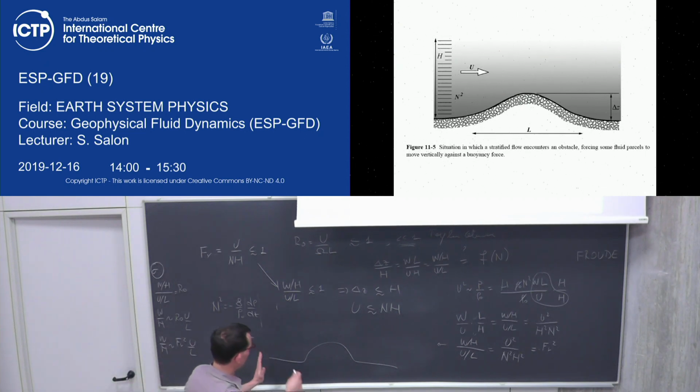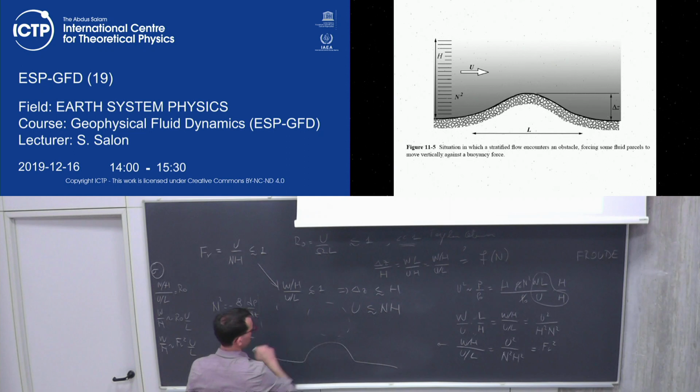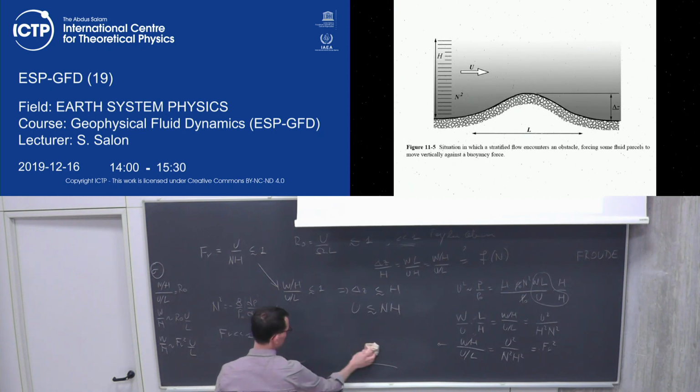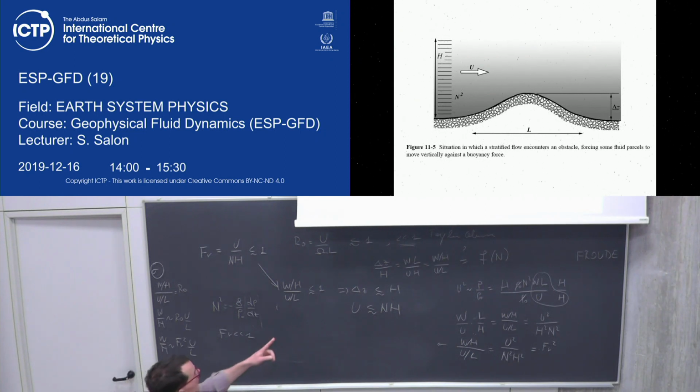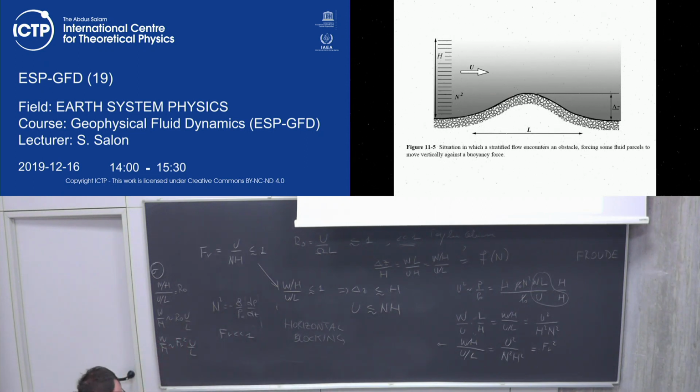A similar case is when, in some sense, this flow cannot go to the other direction, but only has to overcome the obstacle in this direction. If the obstacle seen from the top is something like this, and these are the isobaths, you remember, we know that the geostrophic flow can only follow the isobaths. Here it is the same thing, but we don't call it a Taylor column, we call it horizontal blocking. The blocking effect is extremely important, especially in the atmosphere and in weather phenomena. And it means that a parcel here practically cannot go to the other side.